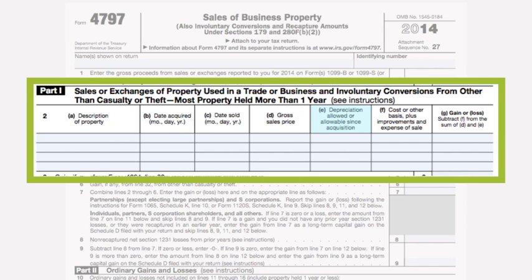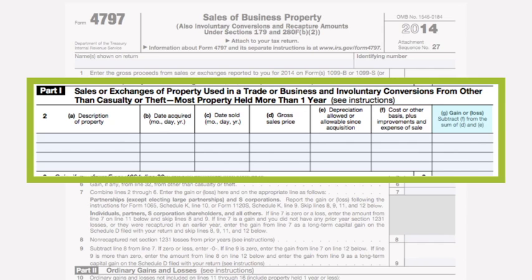Now, if the actual depreciation you have taken is greater than this amount, which could easily occur if you took additional depreciation like Section 179, report the actual amount you took here. But even if you did not take depreciation as required, at a minimum, you must report the amount that would have been required. The adjusted basis of the property is subtracted from the sales price, which equals the gain or loss in column G.